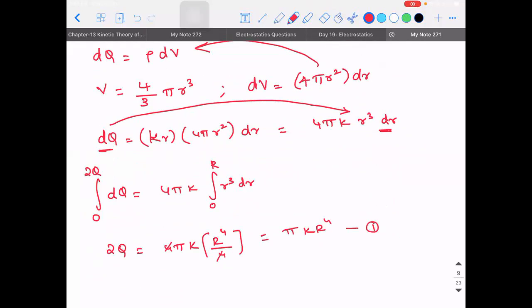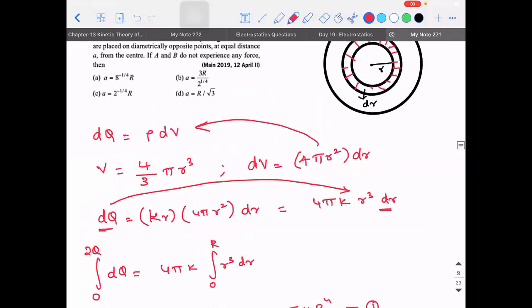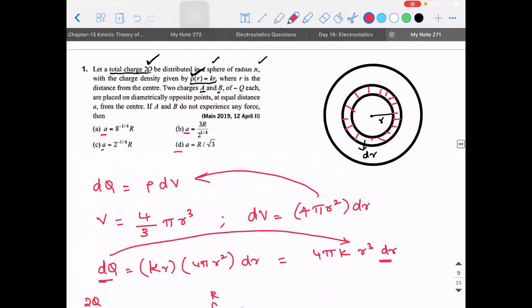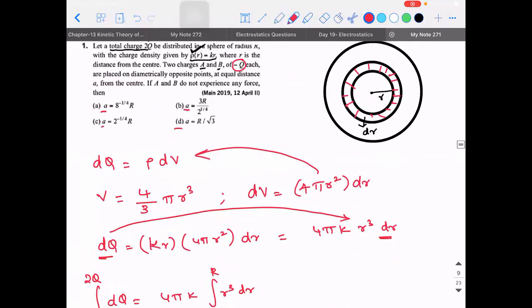But I'm stuck with one thing. The data that they have given, 2Q I have, another thing. But what is the expectation they have? They need something to do with the distance from the center. I don't know what to do with it. So what is this A all about? A is the distance where these two minus Q charges are placed symmetrically with respect to the center, right? On diametrically opposite ends at equal distance, such that A and B do not experience any force.